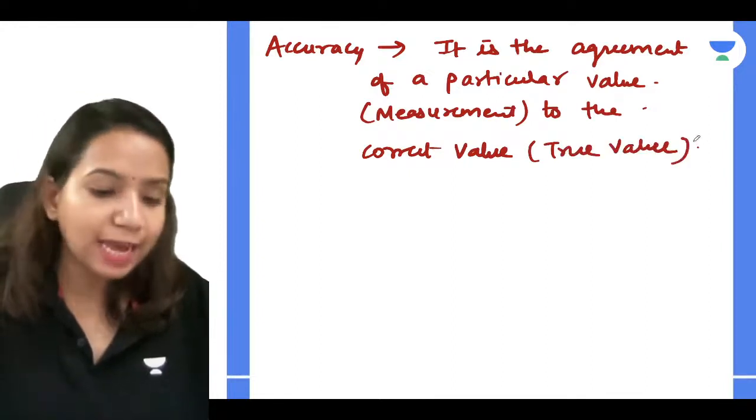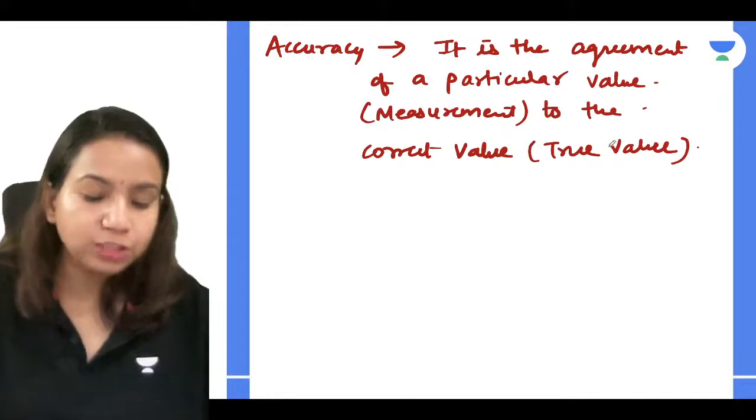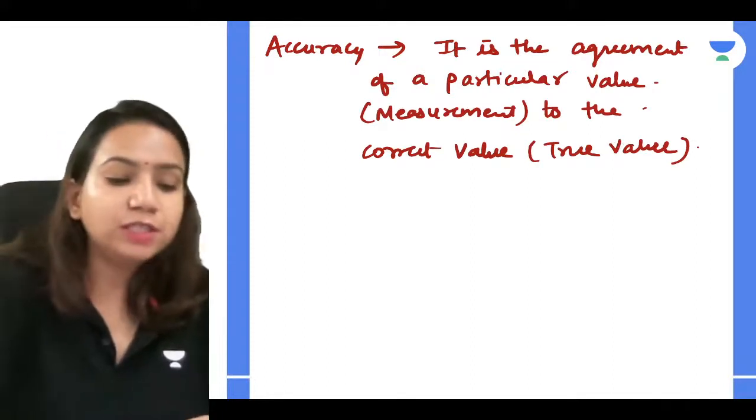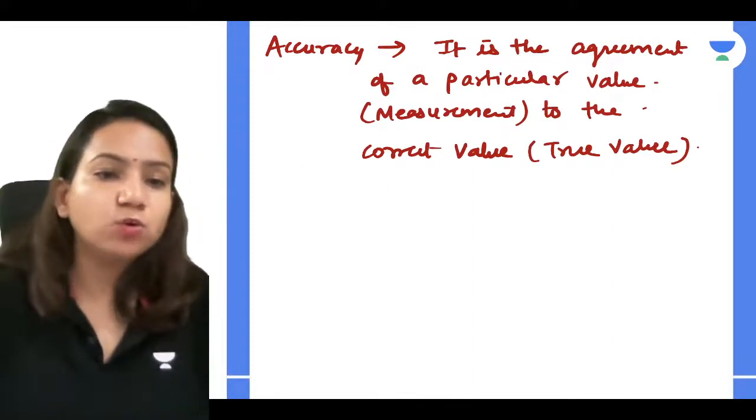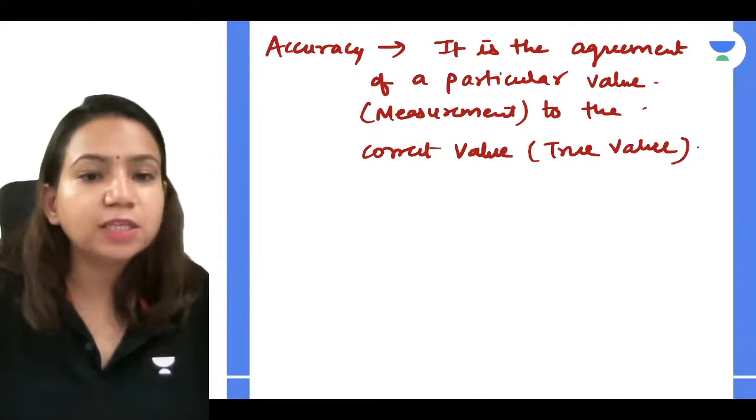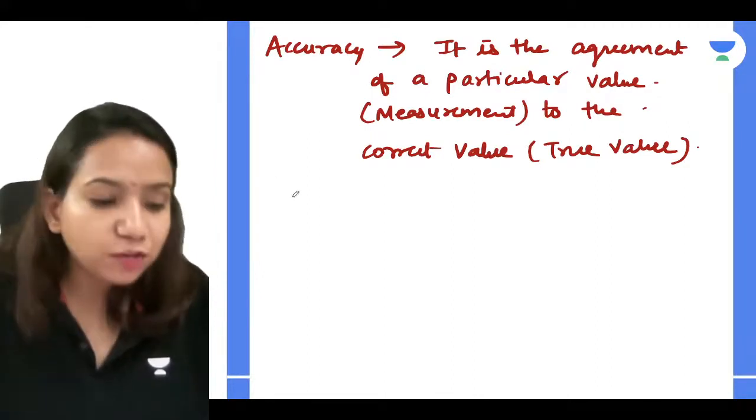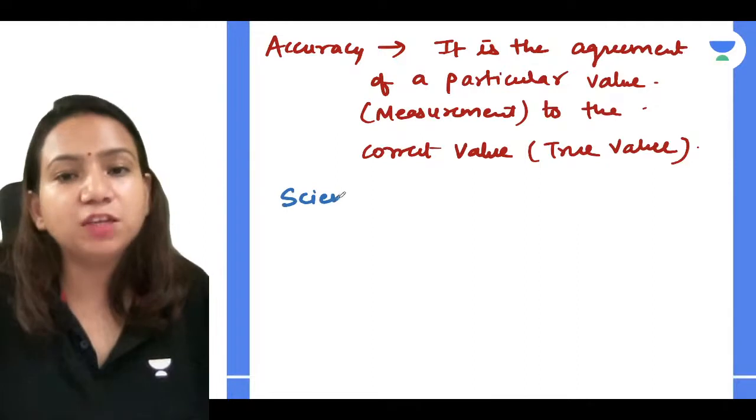And that is called accuracy. Yes, everyone understood that? Very good. So this we understood. Now whenever you get the results, you can also express it in the form of scientific notation as well as in the form of significant figures.